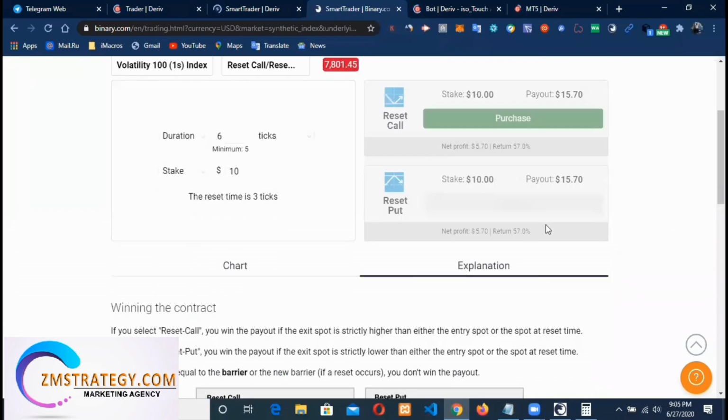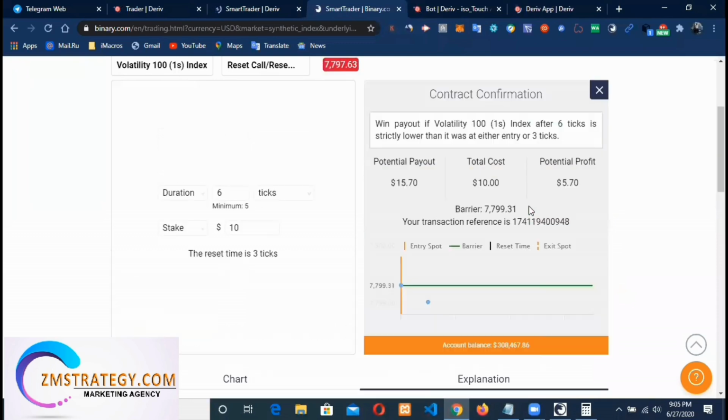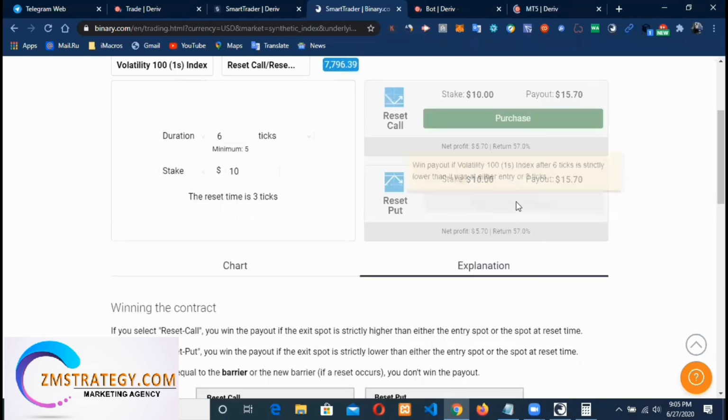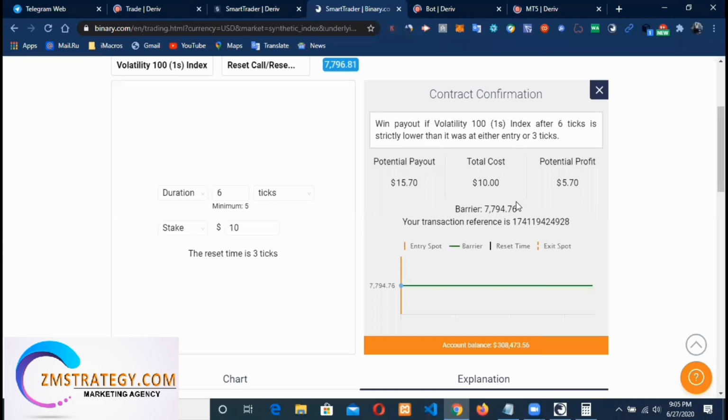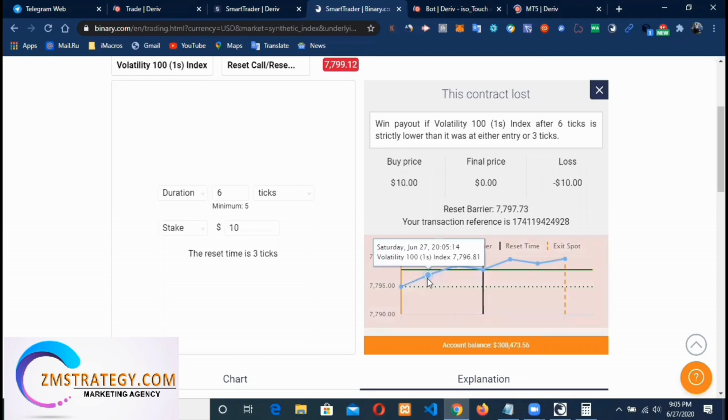I want the market to go up. I want the market to go against me. Let it go up, not down. Okay. You can see here now. You can see that immediately the market moved 3 times, this is the first one, 2, 3. You can see here is a new barrier.